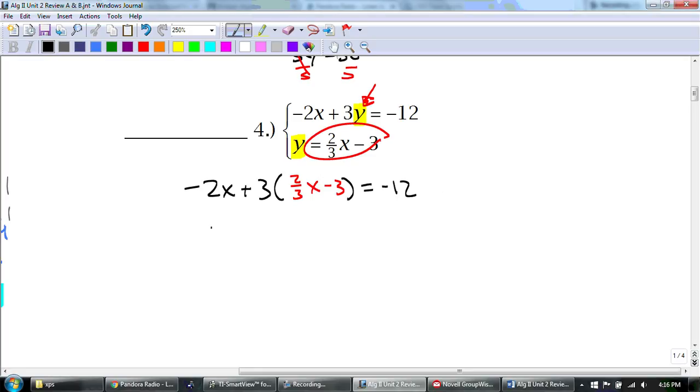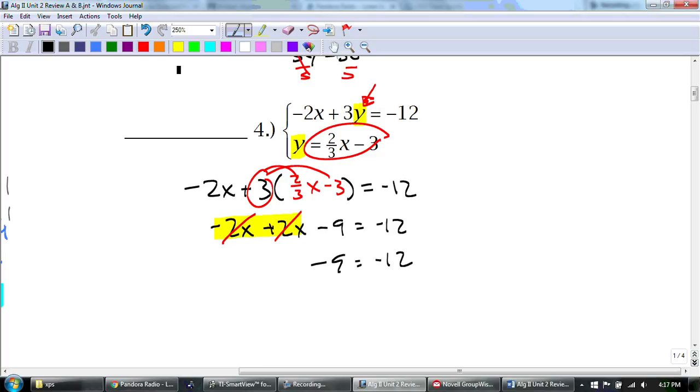Okay, so I need to distribute, and I'm going to distribute this 3. So 2/3 times 3 is 2x. 3 times negative 3 is negative 9, and that equals negative 12. My next step would be to combine like terms, and those cancel, and then we're left with negative 9 equals negative 12. Does negative 9 equal negative 12? No. So what that is, no solution.